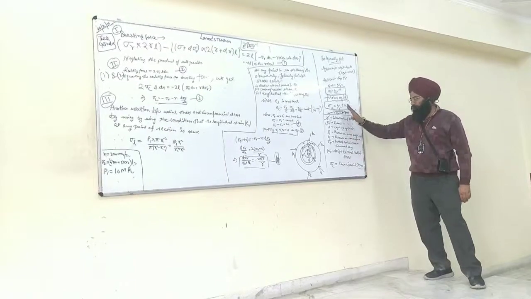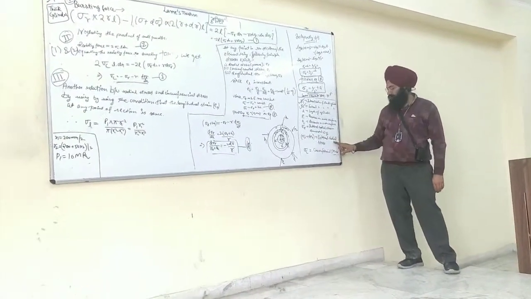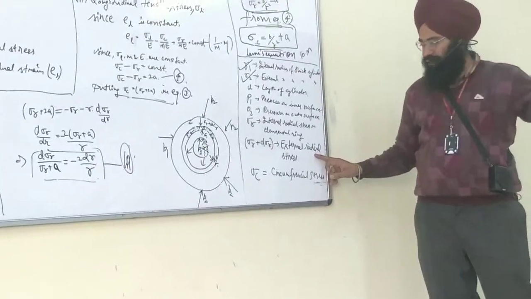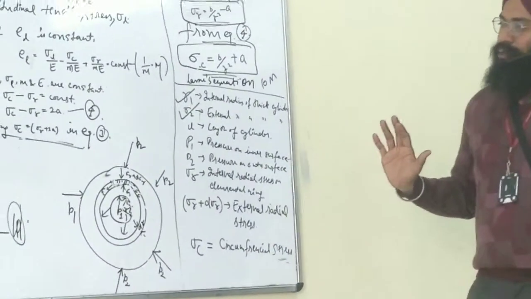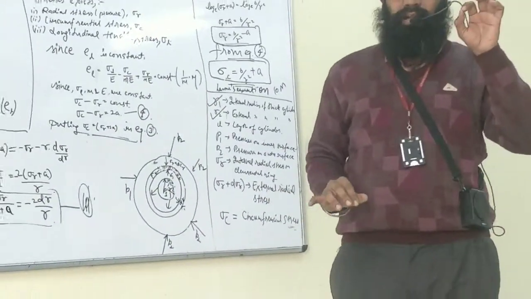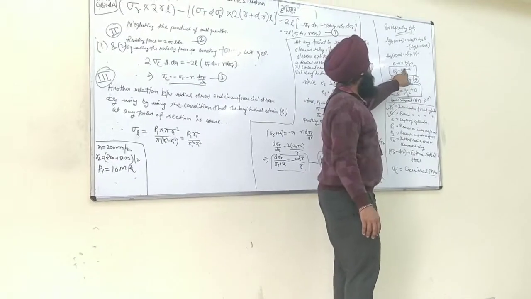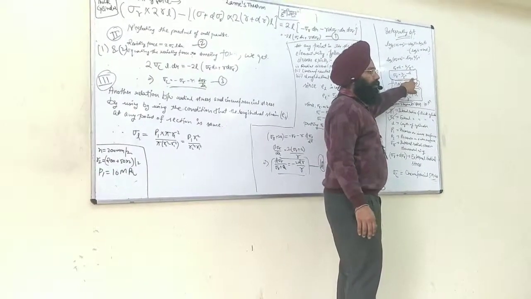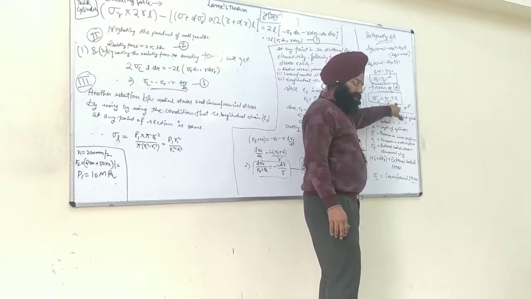Now I have already told you about these terms. Stress R plus dr is the external radial stress for the small section. Circumferential stress we already discussed. So let us come through one numerical also. You have this relationship: stress R is B by R square minus A, stress C is equal to B by R square plus A.